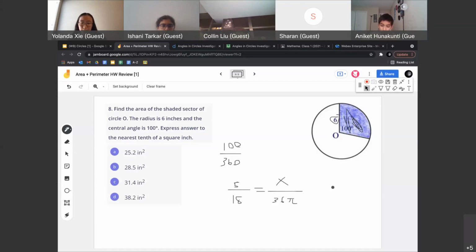Okay, so you can do 36 pi, say pi is, we'll use 3.14 for pi. So 36 times 3.14 is 113.04, and then we multiply that by 5/18. So then that gets us 31.4 here as our final answer. Okay, does anyone have questions about this problem or any of the other problems?